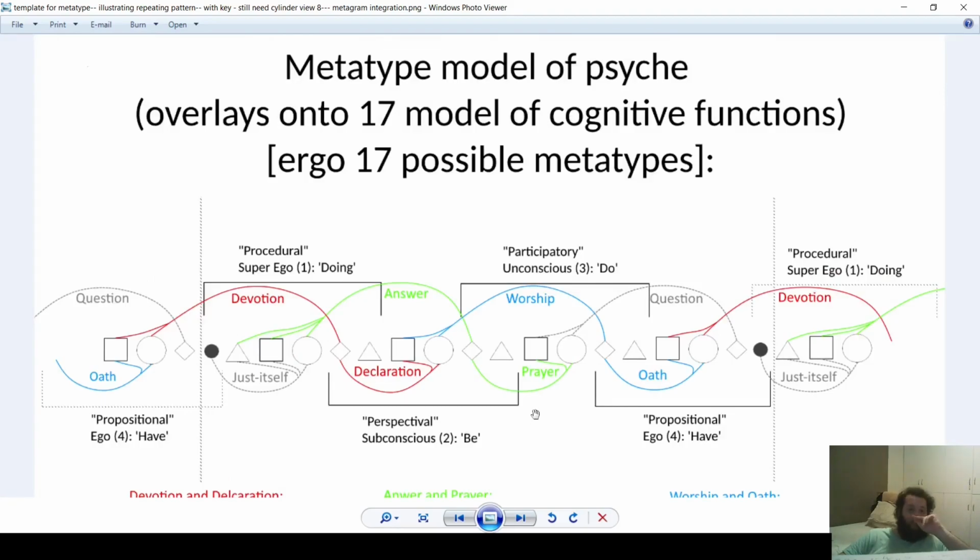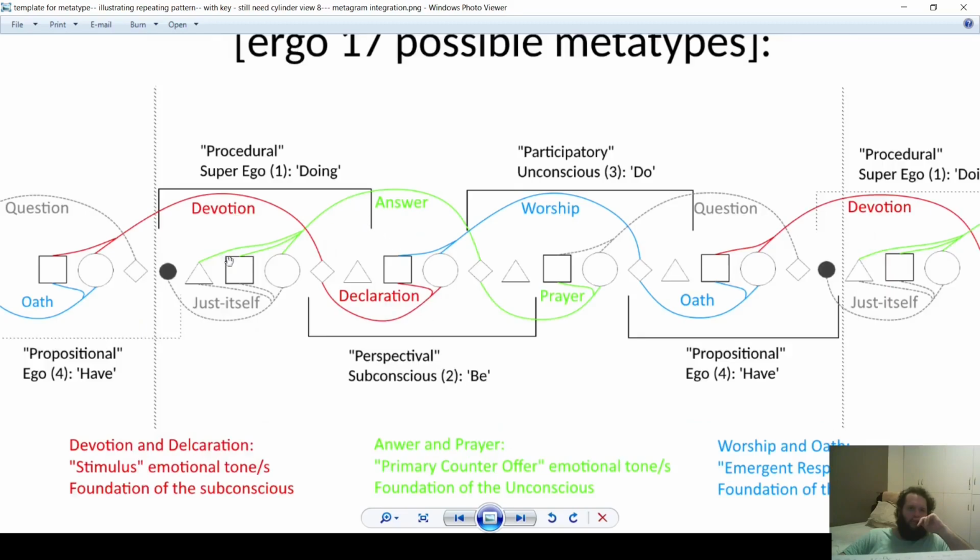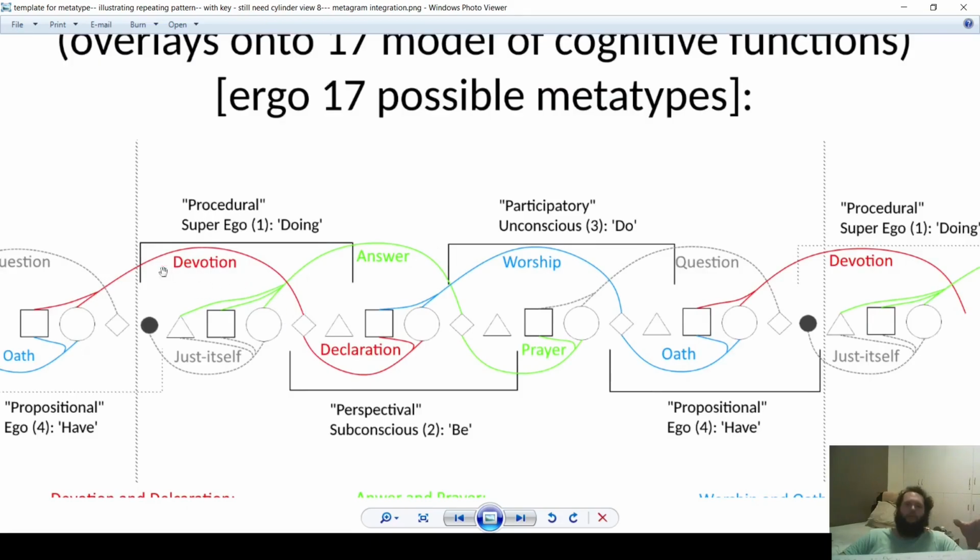So maybe I'll stop this recording and go directly into talking about the 17 cognitive functions, or I'll talk about Metagram, these Metagram emotional tones, which are cognitive inflections. I think I refer to them as just Metagram or Metagram emotional tones. But emotional tones are, in my theory, comprised of cognitive functions.